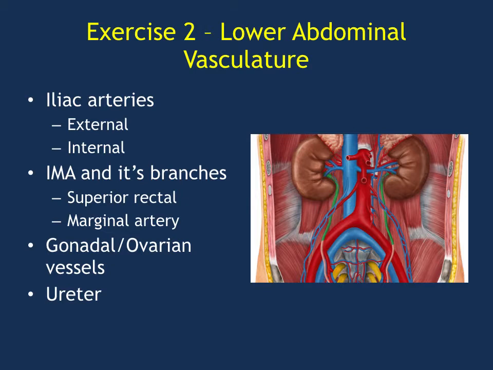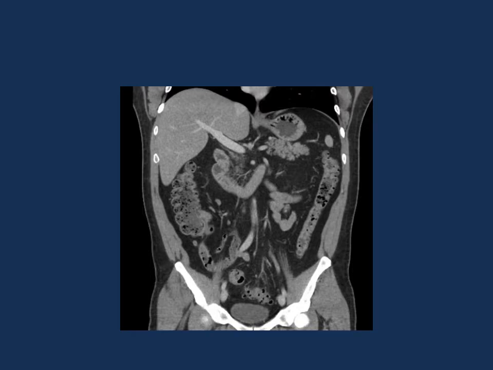Excellent. So here we are now. We're going to talk about the vasculature. So the main vasculature is the iliac arteries, and it branches into the external and internal iliacs, aka the hypogastric. Then you have your IMA and its branches, which we'll look at. The superior rectal, also known as the superior hemorrhoidal, the marginal artery, and then you could also see gonadal and ovarian vessels, and then the ureters. The ureter. Okay, so here we go.